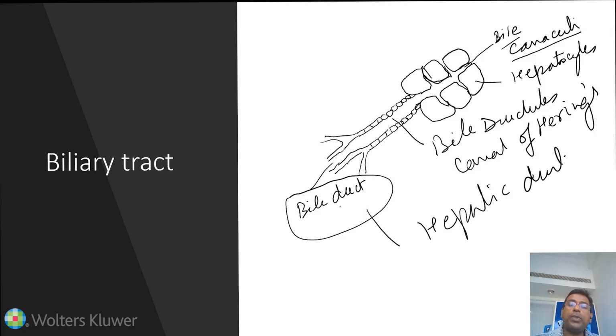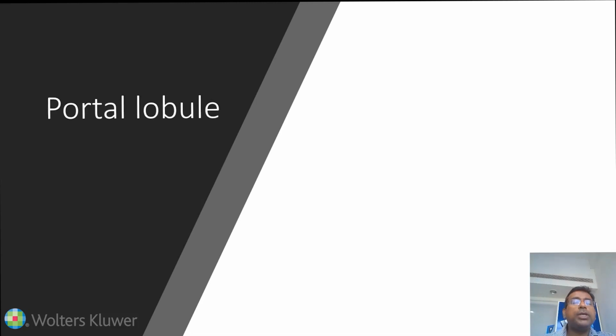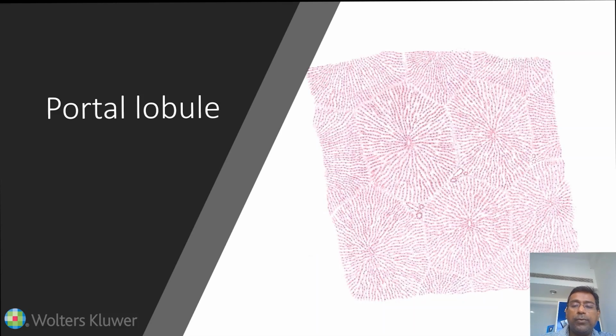So this is how the bile flows. So it flows in the opposite direction to the blood. Now, as I mentioned earlier, the portal lobule is based on the flow of bile. So this is another way of subdividing the parenchyma.